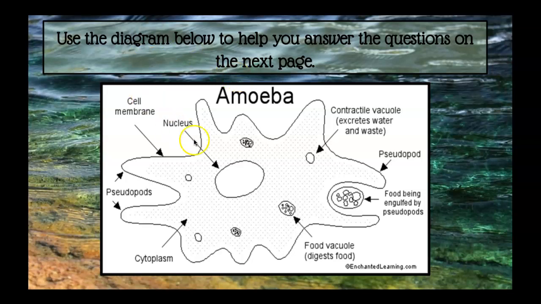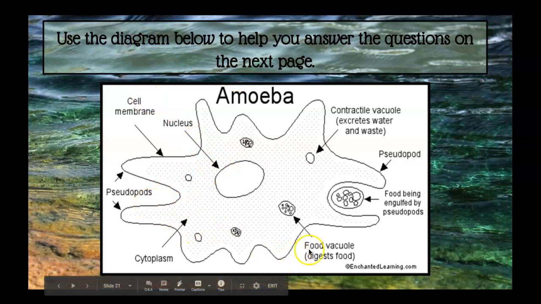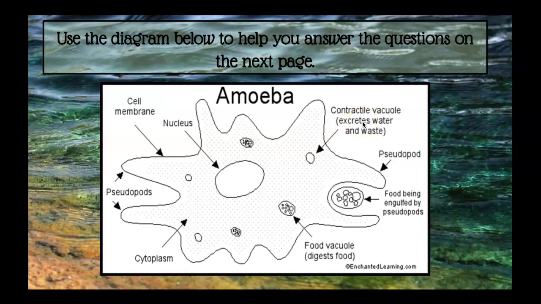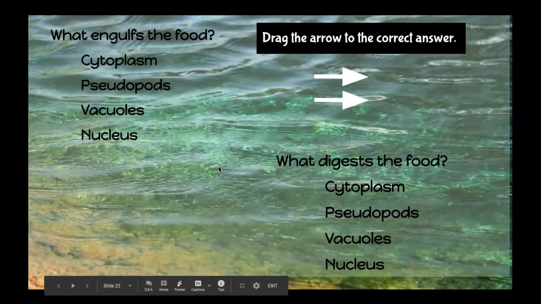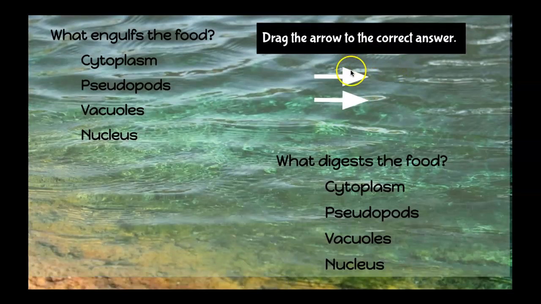So you'll look at the picture, you'll look at all the different little organelles that are labeled here. You have your contractile vacuole, and it tells you that it gets rid of water and waste. It shows food getting engulfed by these pseudopods, right? And then you have your cell membrane, which is the outer barrier. You have your nucleus, your food vacuole, which digests the food, and then the cytoplasm, which is all the little gel on the inside. So here you're going to drag the arrow to the correct answer choice.